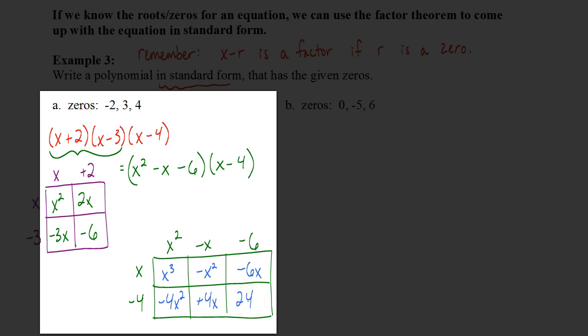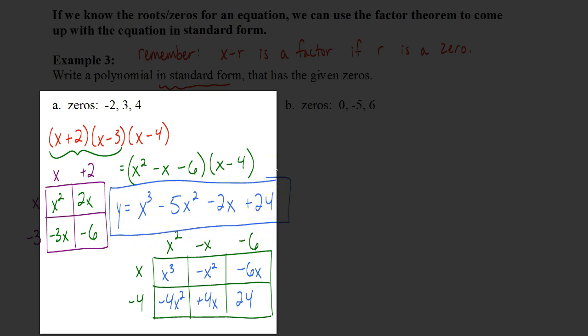So now when I combine like terms, we get our final answer in standard form. It'll be x cubed. There's no other x cubed, so that stays the same. The minus 4x squared and minus x squared, though, combine to be minus 5x squared. And then the negative 6x plus 4x is negative 2x. And then we have the plus 24. So our equation would be y equals x cubed minus 5x squared minus 2x plus 24. And that's it.